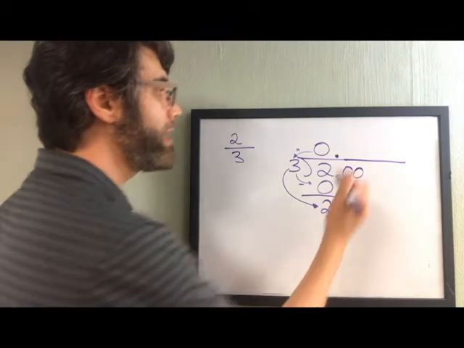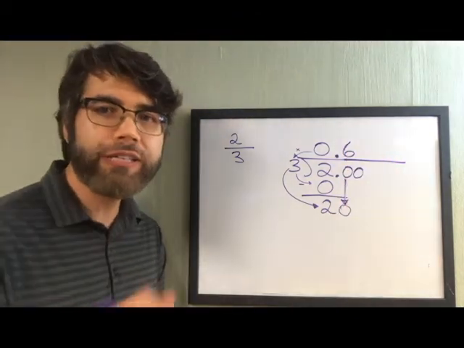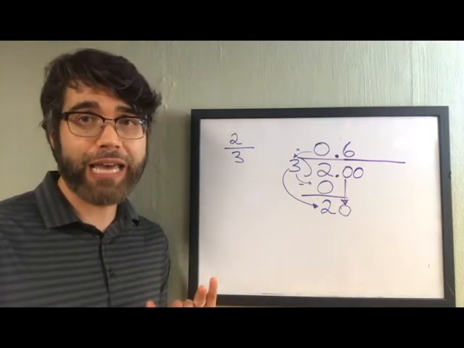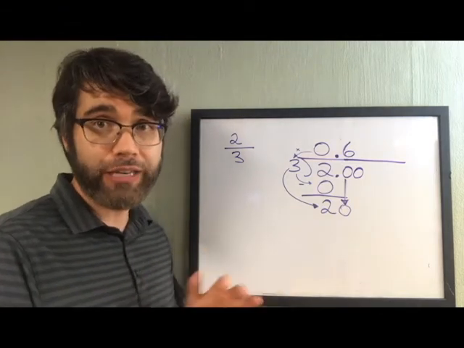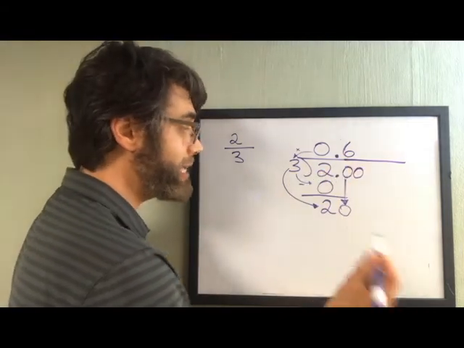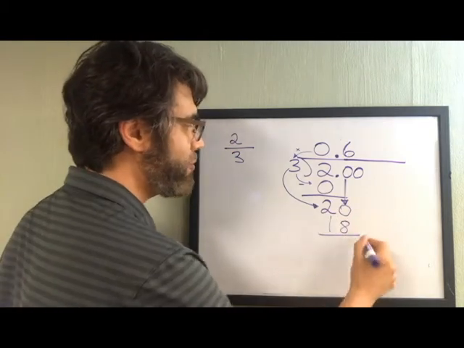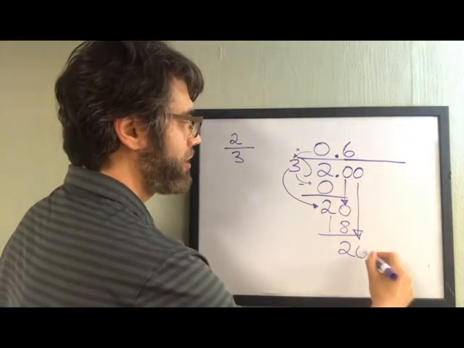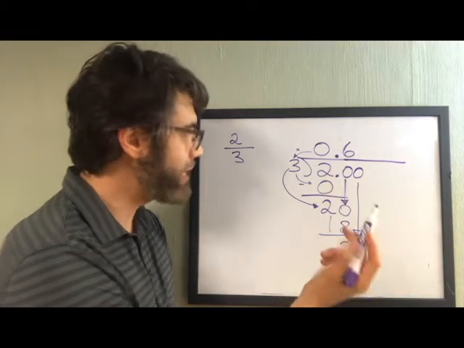3 goes into 20, 6 times. This is where knowing your multiplication tables really is important. So please know your multiplication tables up through 10 times 10 because it will really help you along in this process and smooth it out. Okay, so 6 times 3 I know is 18, which is as close as we can get to 20 without going over. Okay, so we've got 2 here, and then we'll bring down the 0, and then 3 goes into 20 again, 6 times.